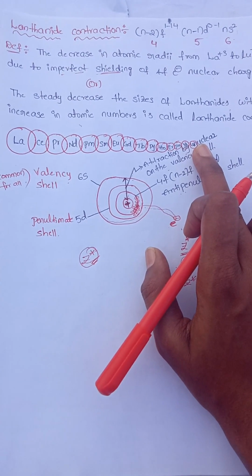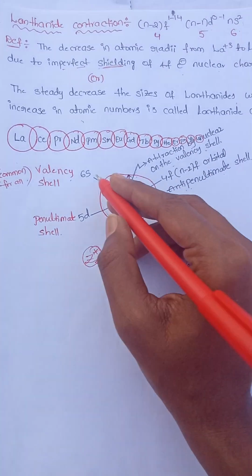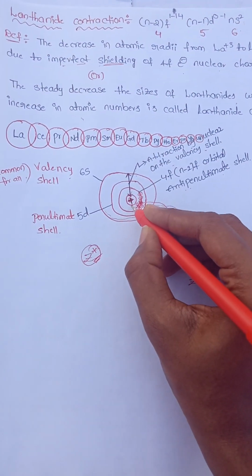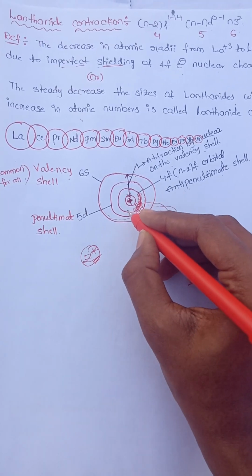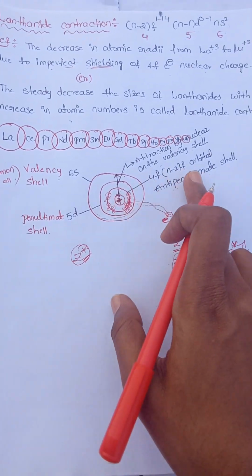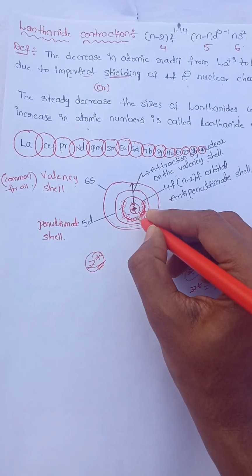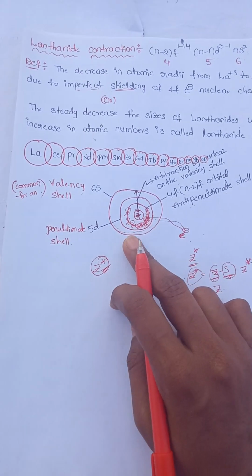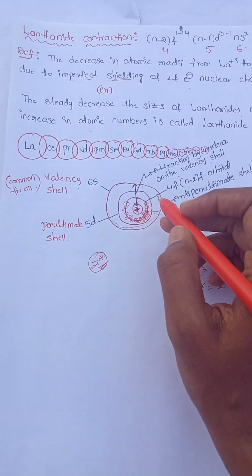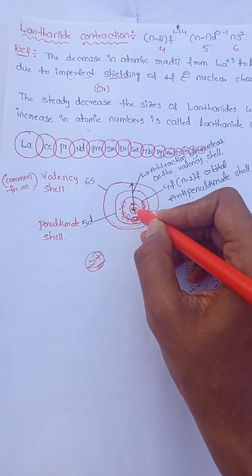F electrons are a diffused kind of shield. When f electrons in the antipenultimate shell increase from lanthanum to lutetium, f electrons have a diffused state. So this is a diffused kind of shield. So it can't protect the nucleus from the outermost electrons.